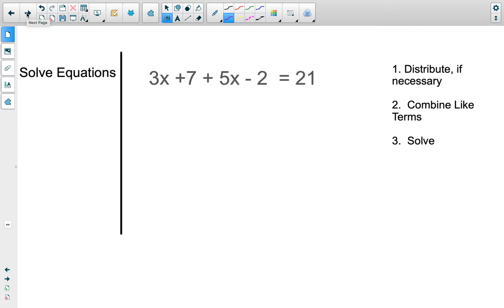Well, now we're going to solve some equations. Our steps are, if we can distribute, we're going to do that. This one does not have any distributing. Then we combine our like terms, then we solve. Since I don't have any distributing, I'm going to combine my like terms. I have 3x plus 5x. Well, 3x's plus 5x's, I get 8x.